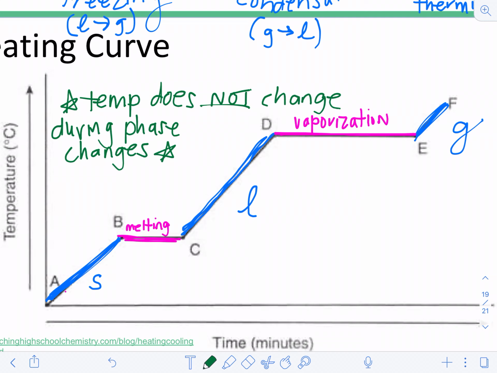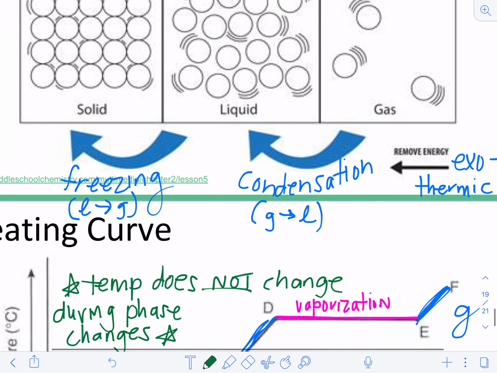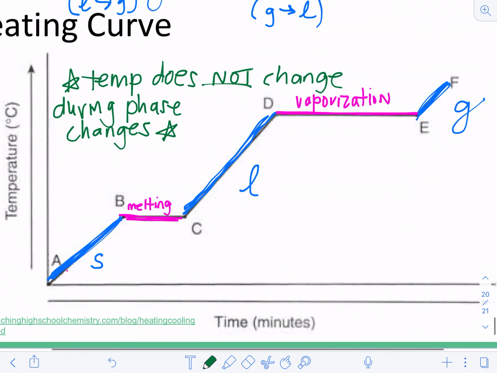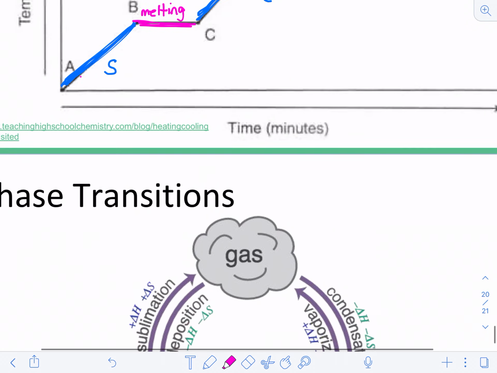The only two phase changes that I showed you here were melting and vaporization. But don't forget, there's also condensation and freezing. The same holds true for those two. Temperature does not change while a substance is condensing or while a substance is freezing. Those are always going to be the flat parts of your line. So phase changes are always the flat parts of your line because temperature does not change during a phase change. All right, don't forget that.